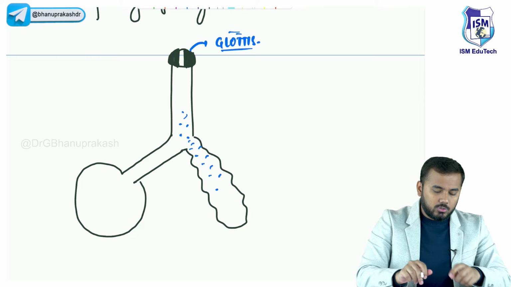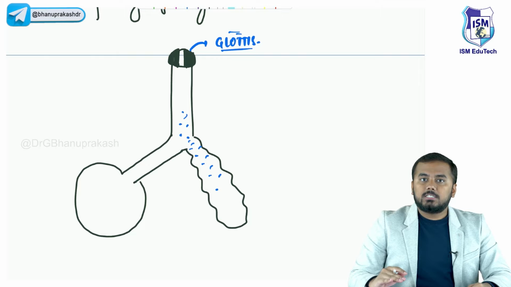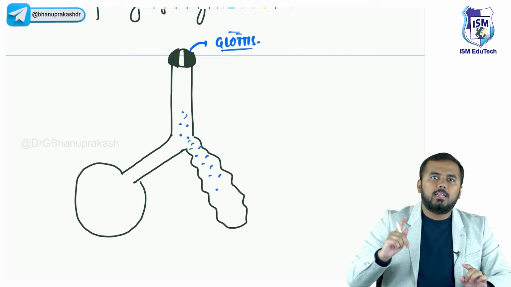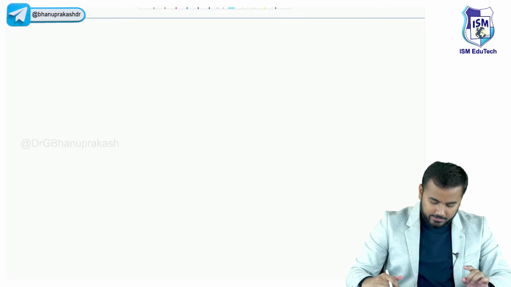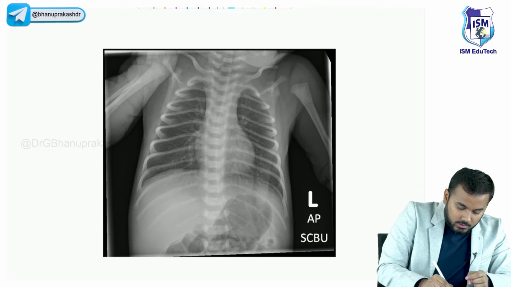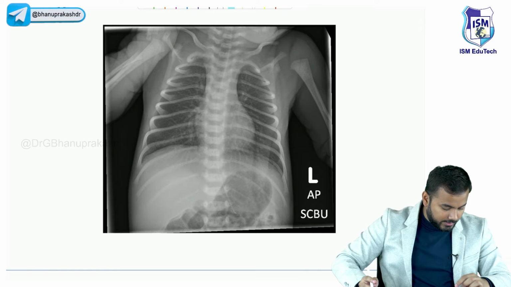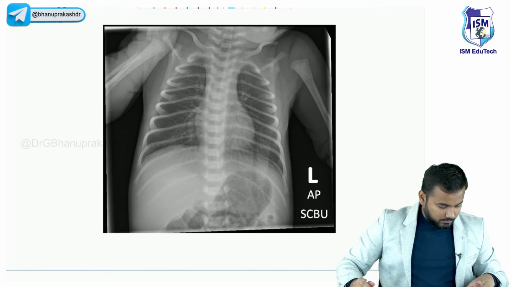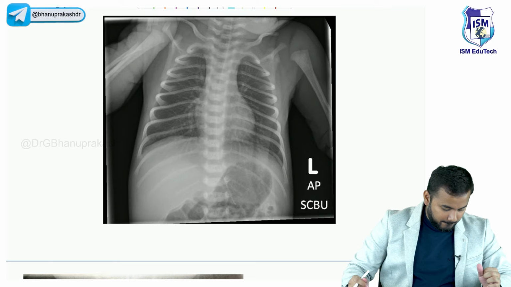Now, after these clinical features are done, what is the first important thing we do? The first important thing is that the diagnosis is by X-ray. Look at this X-ray, all of you, and tell me, can you very clearly find respiratory distress here, guys? Yes or no? All of you just comment yes or no.